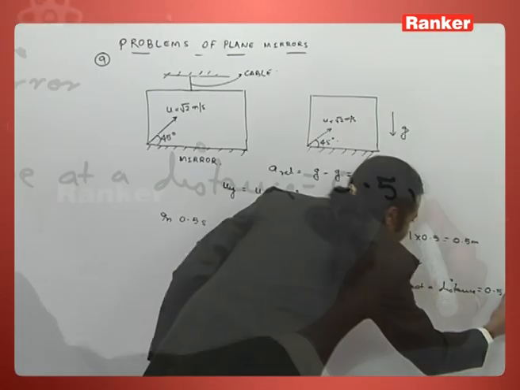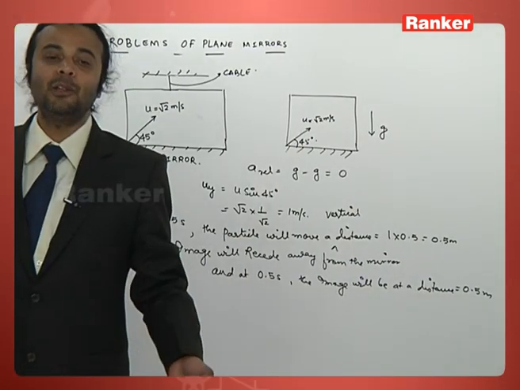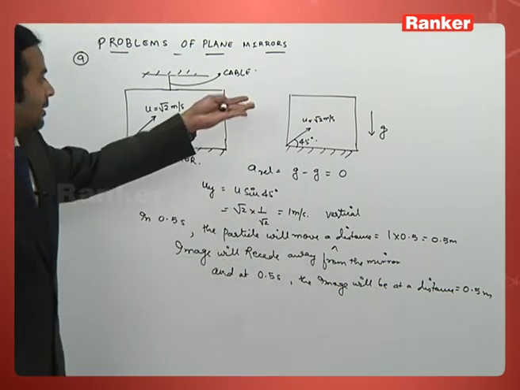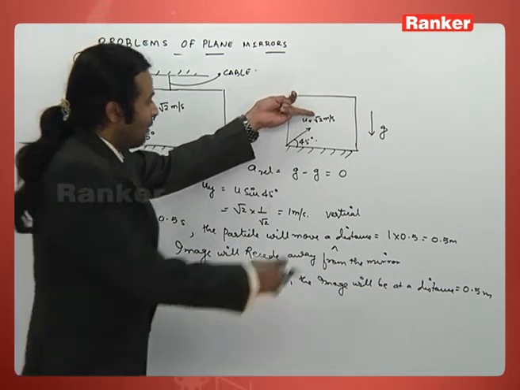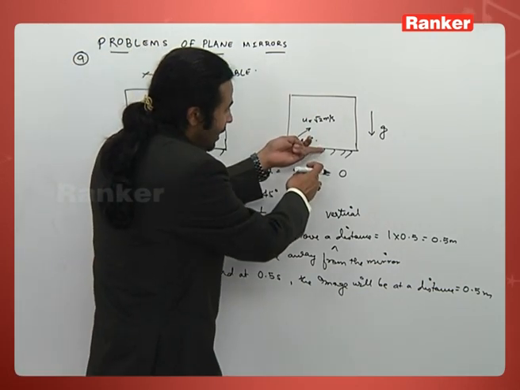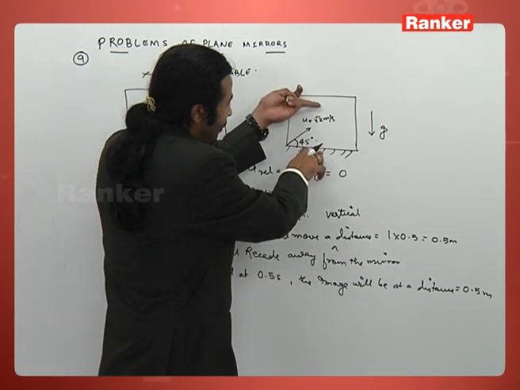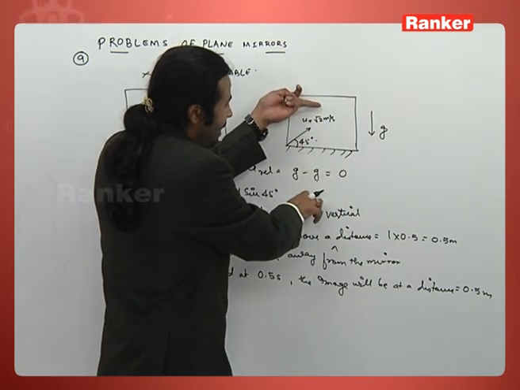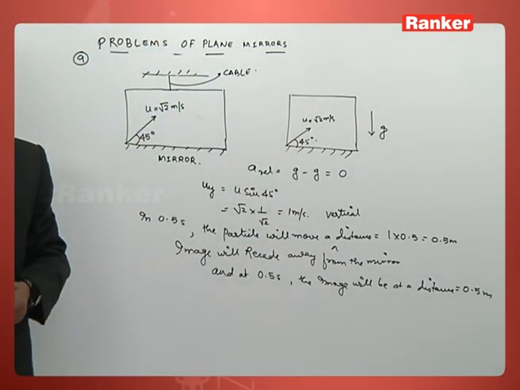Now the question is, what will be the separation between the particle and its image? From the mirror the particle is at a distance of 0.5 meter, and from the mirror the image is at a distance of 0.5 meter. So the total distance will be nothing but 0.5 plus 0.5.